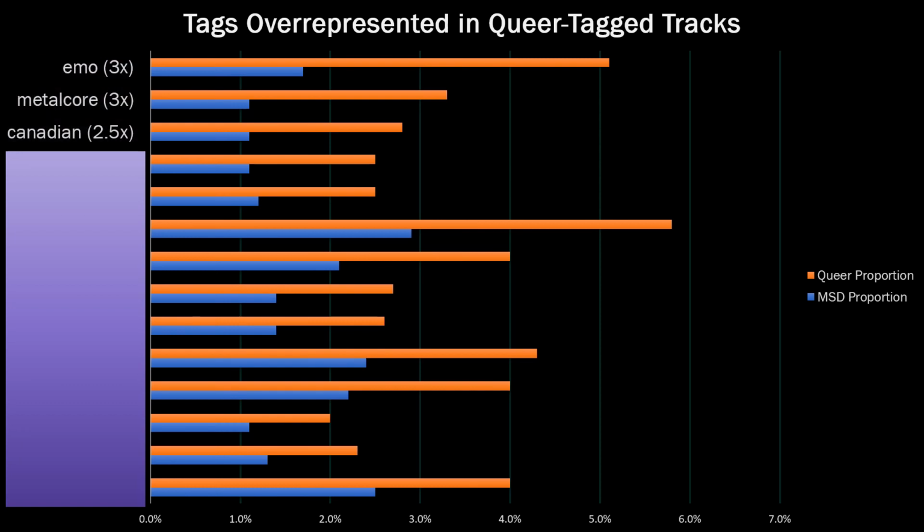Emo, metalcore, Canadian. Emo didn't surprise me all that much. I mean, calling emo things gay back in 2005 was pretty popular among middle schoolers and such. Canadian, I'm not sure how to explain. Is it because everybody hated Justin Bieber?